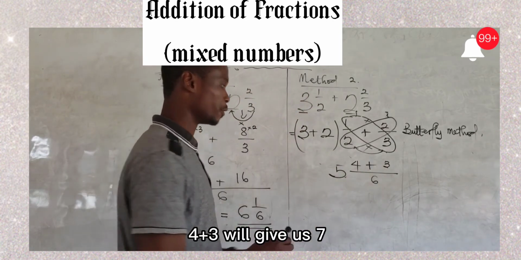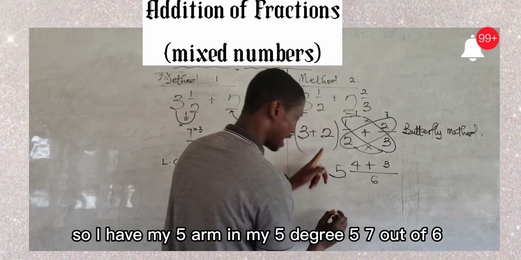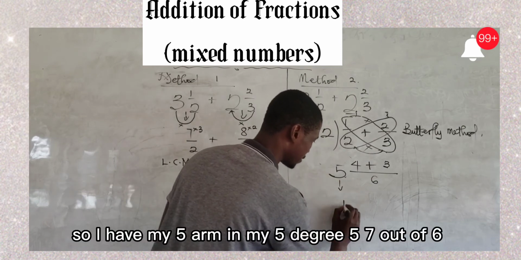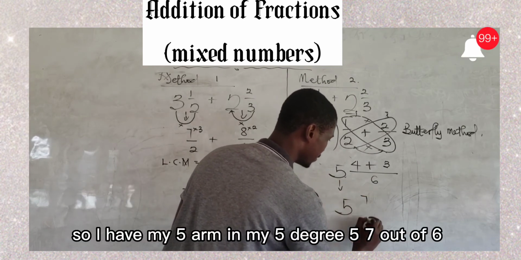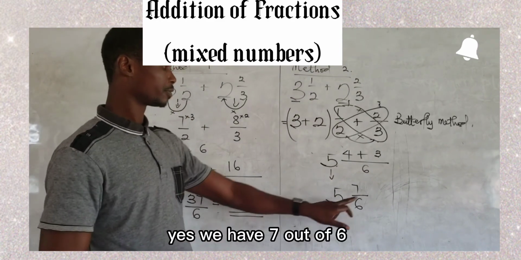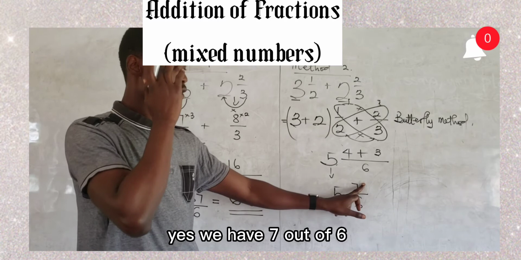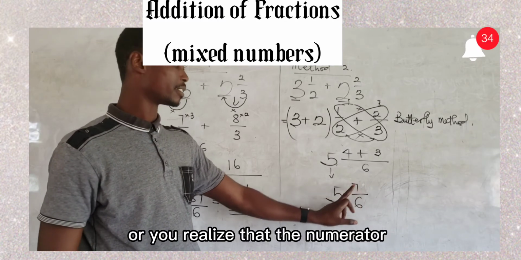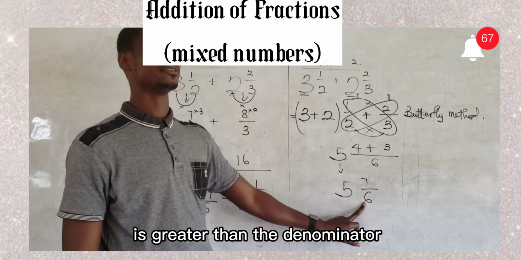4 plus 3 will give us 7. So I have my 5. I will use my 5 again. 5, 7 out of 6. Yes, we have 7 out of 6. You can realize that the numerator is greater than the denominator.